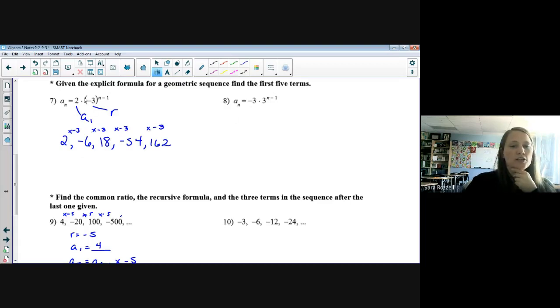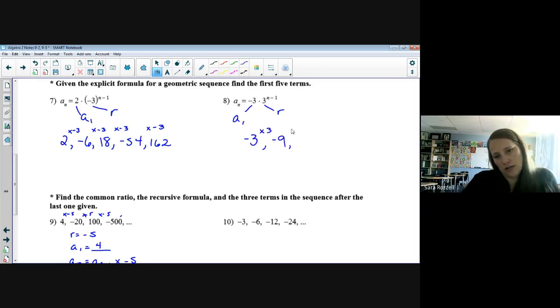Thumbs up on 7 that you can see that's where you start, that's what you multiply by. Okay. On number 8, what would be your starting term? -3, that's our a sub 1. What are we going to multiply by each time? We're going to multiply by 3 each time. So we start with -3, then we do times 3. Times 3.